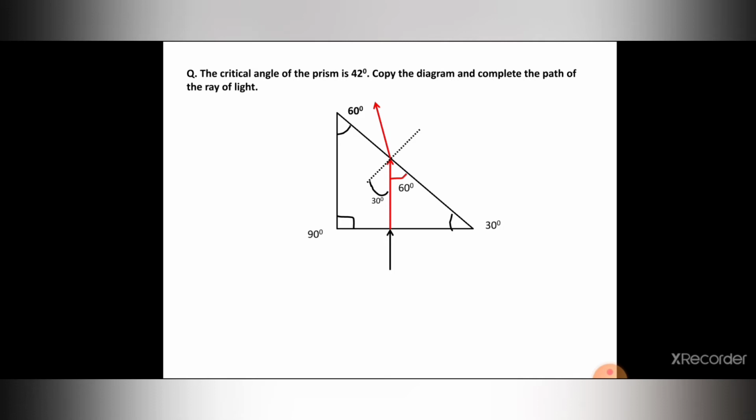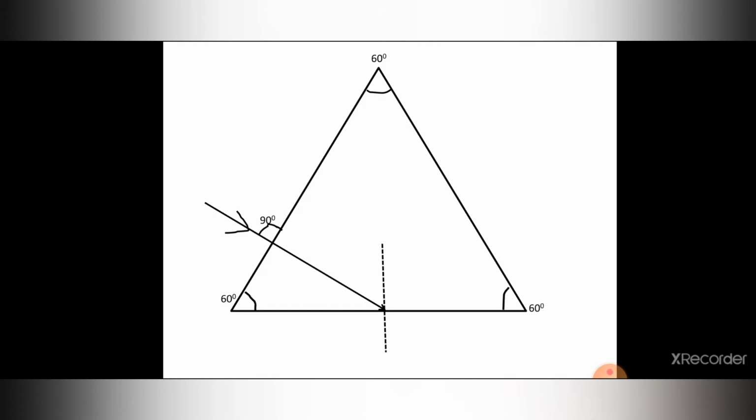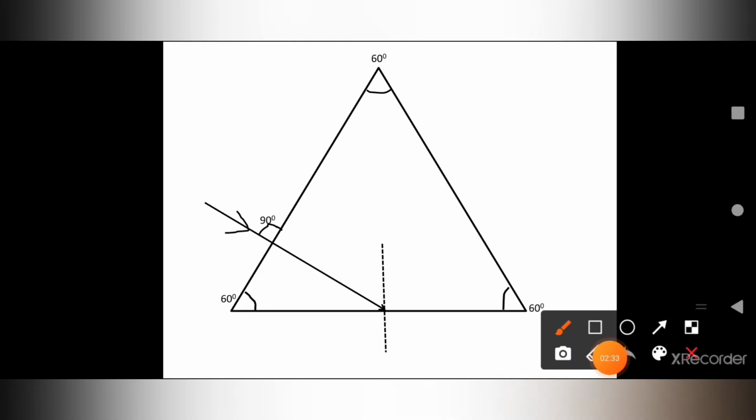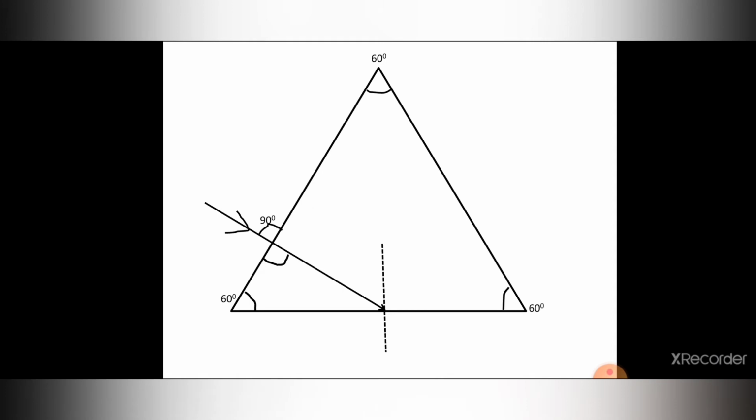Now let us move on to the next question. This question has also already come in the ICSE examination. This is an equilateral prism. All the angles are 60 degree, and the ray of light is incident on the surface making an angle of 90 degree out here. We can see the angle is 90 degree. It is incident out here.